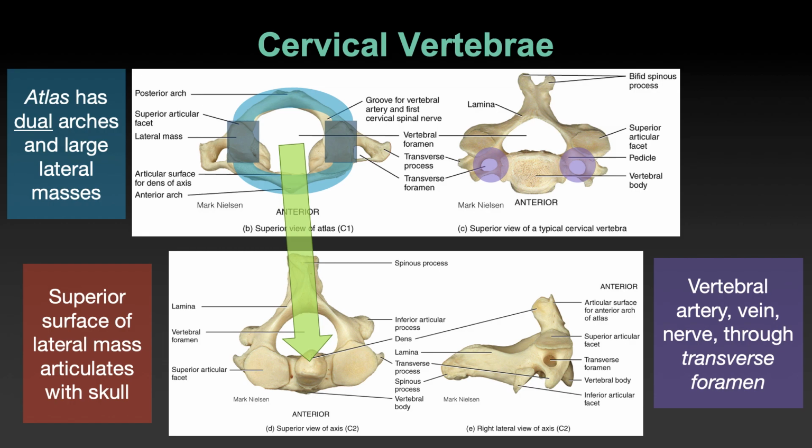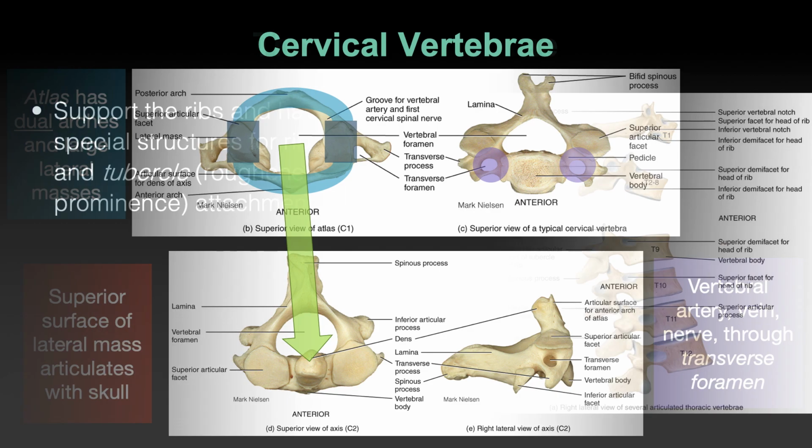Otherwise, very similar structure. You can see the bifid spinous process. There's no transverse foramen obvious in this picture, the superior picture, but in the lateral view, you can see them. Pretty straightforward. If you're going to remember anything about cervical vertebrae, bifid spinous process, and that's your answer key. That's how you can tell these apart. And then clearly these two are different than the average cervical vertebra. Overall, though, fairly mundane, pretty boring description of cervical vertebrae.